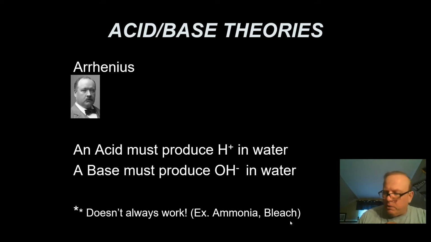This was an idea first brought up by a gentleman named Arrhenius. Arrhenius is the first person who comes up with this sort of acid-base theory, and he says an acid must produce hydrogen ions in water, and that's what our acid has to be able to do. He also came up with the idea that a base must produce hydroxides in water. And this, however, doesn't always work because not every base produces hydroxides in water. And I'm thinking about examples like ammonia or things like bleach. These are not hydroxides, but they are bases.